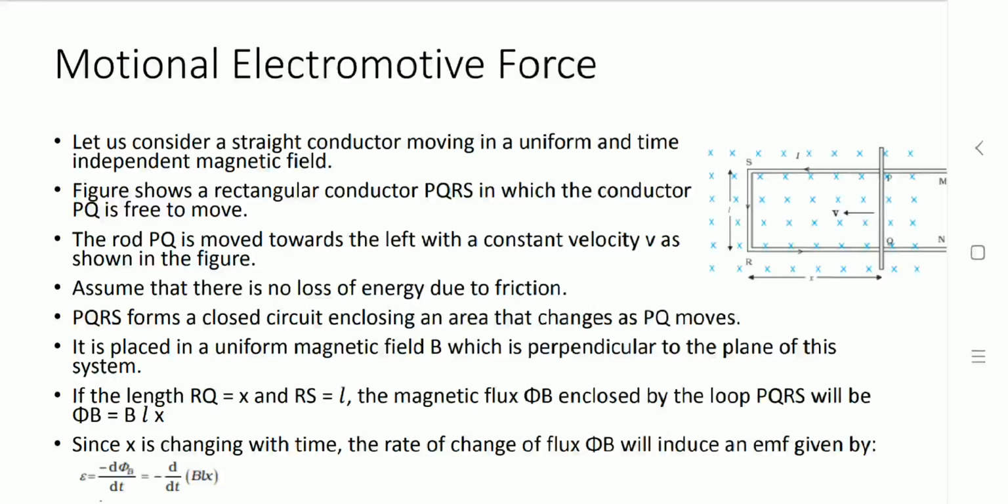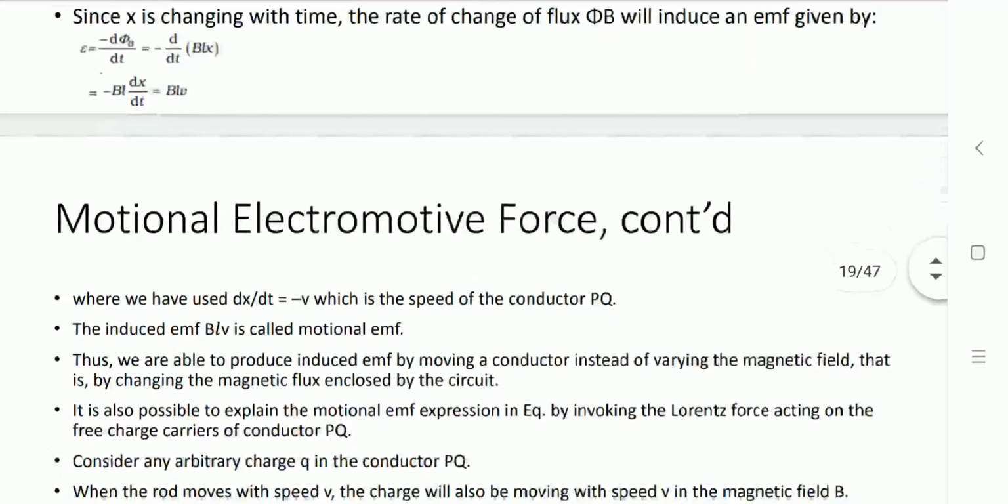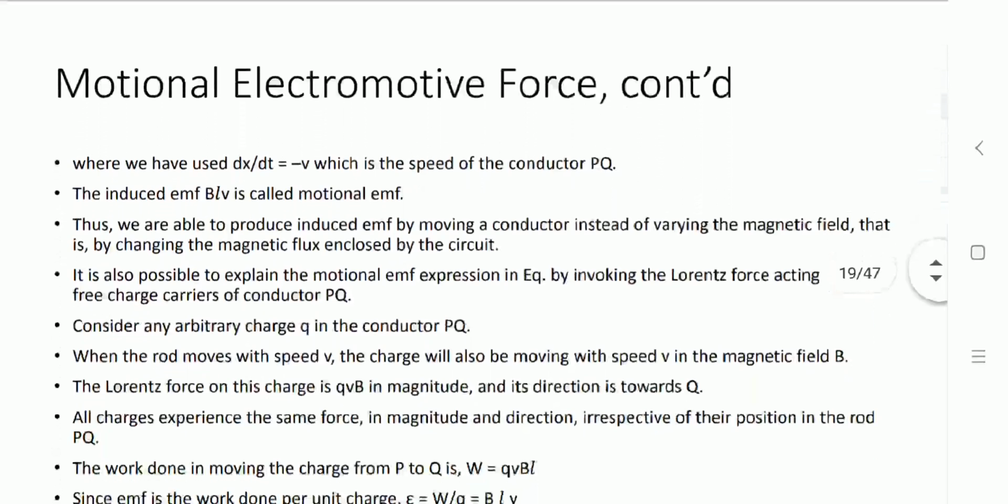B, the magnetic field, and L, the length of RS, are fixed. X is going to vary as PQ is moving towards the RS. So that would be minus BL dx by dt. X gives you the position, so dx by dt would be V, that is the velocity. So my equation becomes epsilon equals minus BLV, that is the motional EMF.